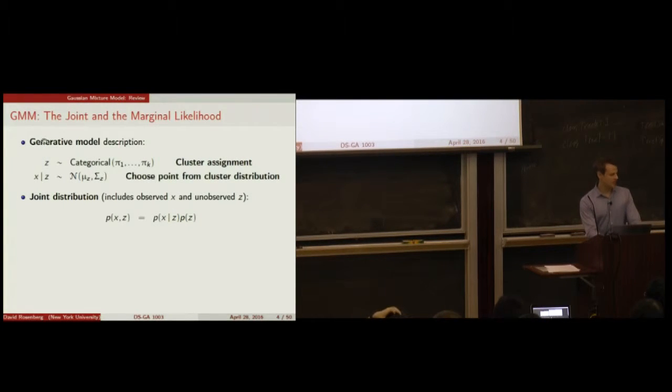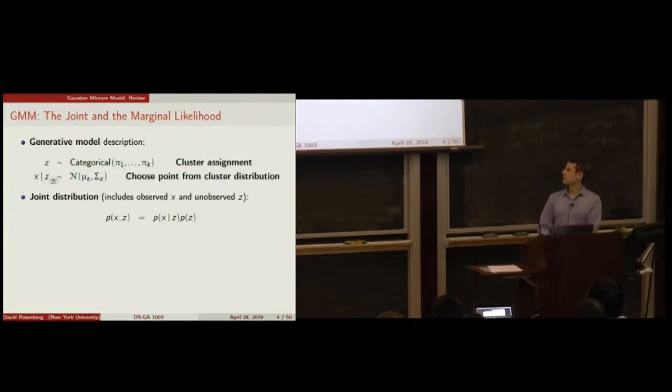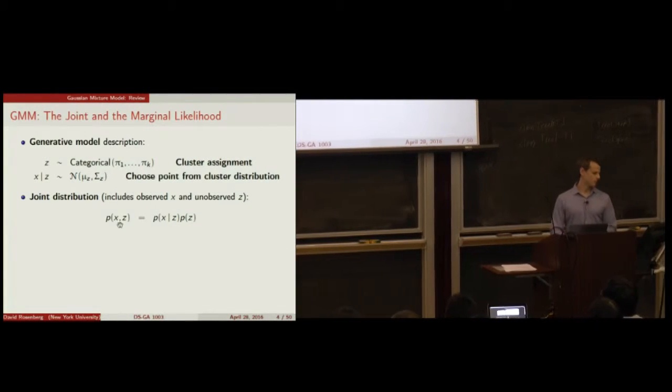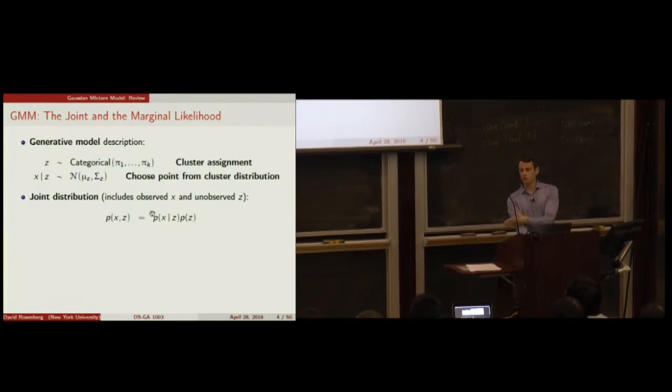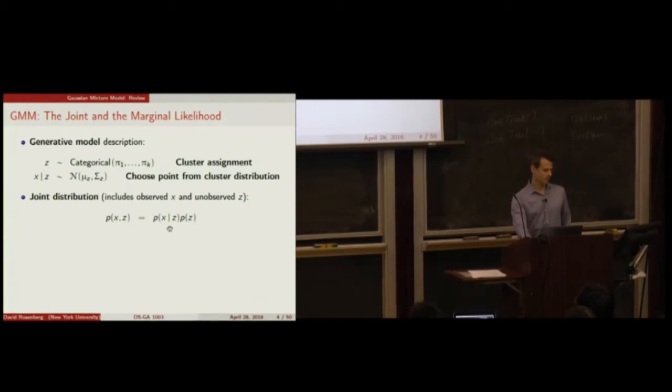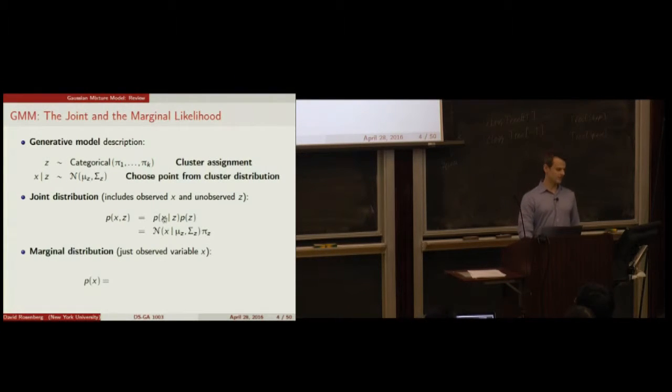So that's the generative model, and we can put that together into a joint distribution for a pair x and z, where of course x is observed, but z will generally not be observed. And this is simply the definition of conditional probability. Now let's plug in our conditional distribution of x given z, that's the Gaussian, and then pi z, that's our probability of cluster z.